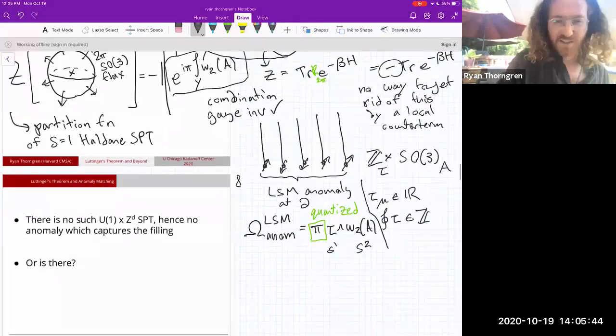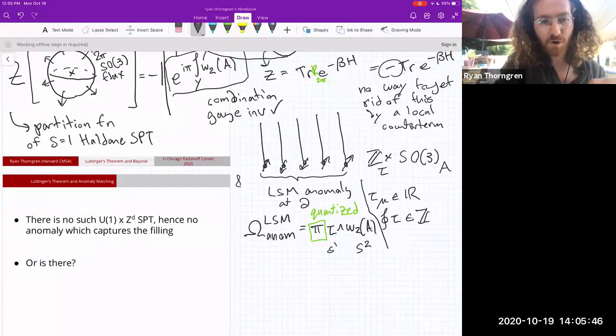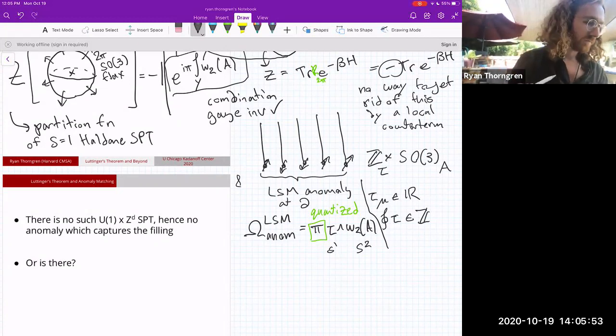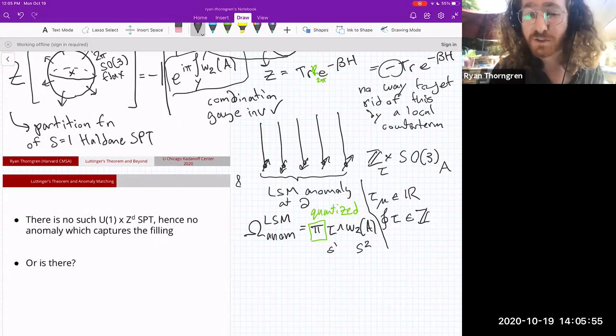And that's related in the classification of SPTs, that there's no U1 times Z to the D SPT. And that's for the same reason why there's no projective symmetry for U1.